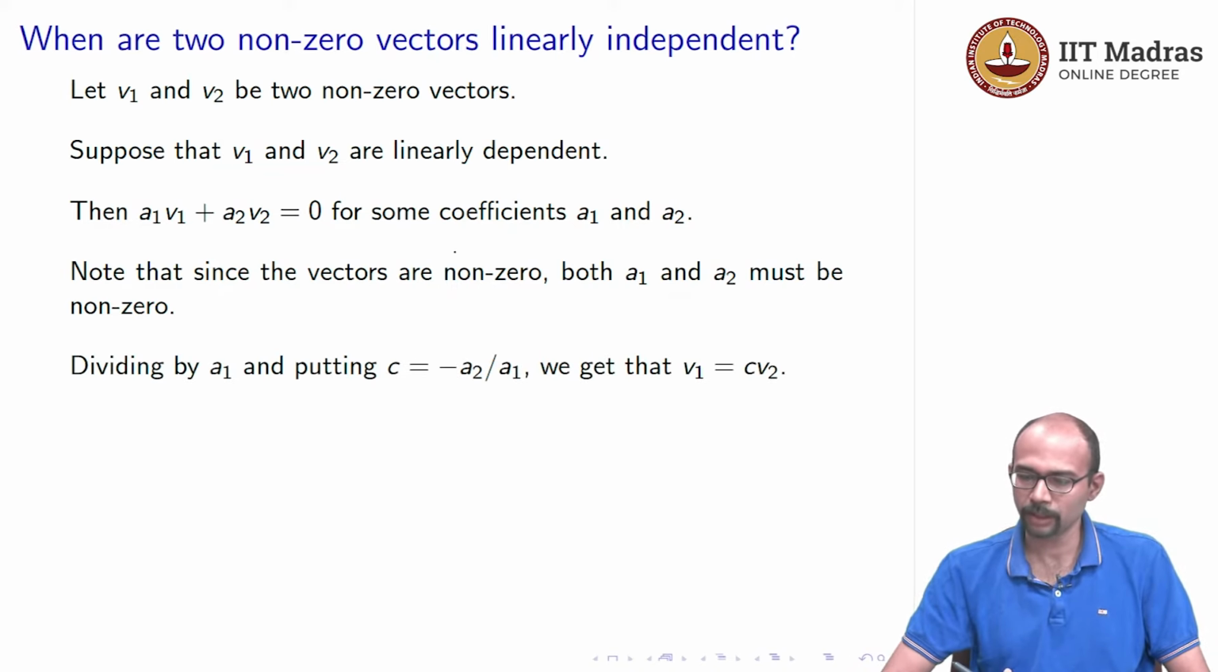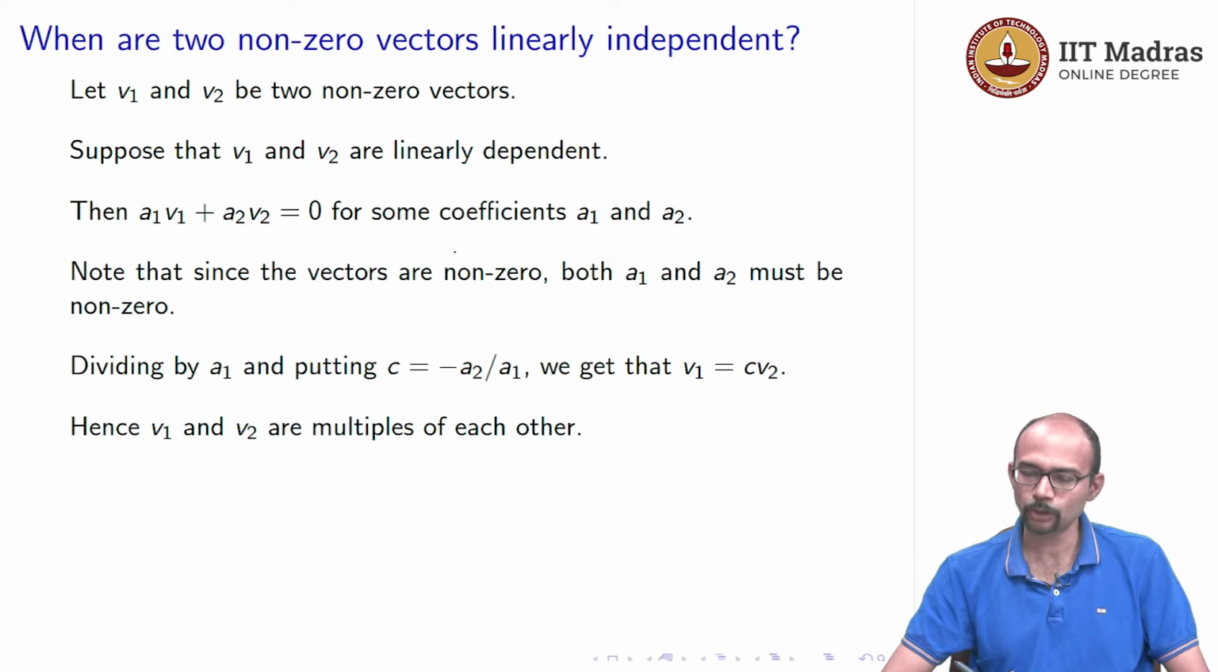Okay. So, dividing by a1 and putting c as minus a2 by a1, we get that v1 is c times v2, and so v1 and v2 are multiples of each other, right. So, what are we saying? We are saying that if v1 and v2 are linearly dependent, then v1 and v2 are multiples of each other. Yeah, and we can go backwards, right. We can reverse this set of statements.